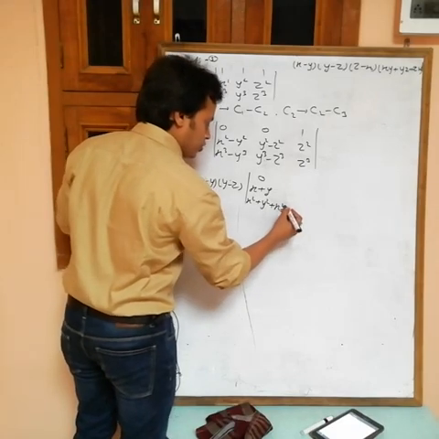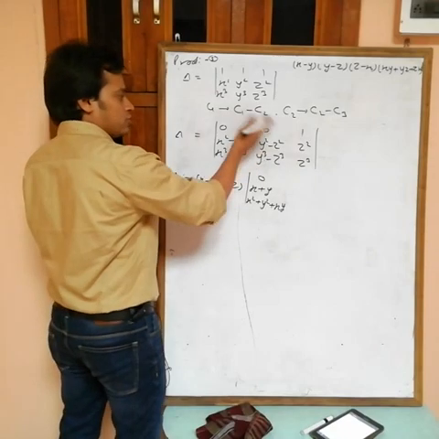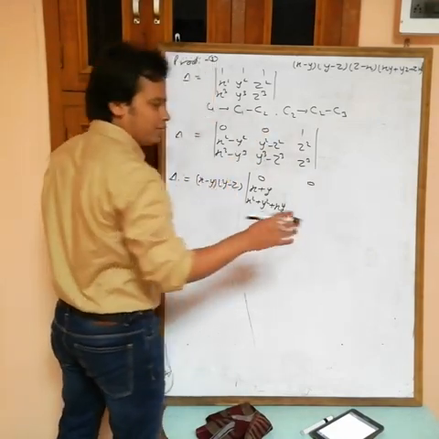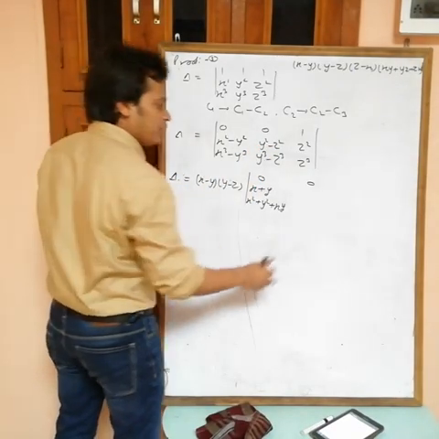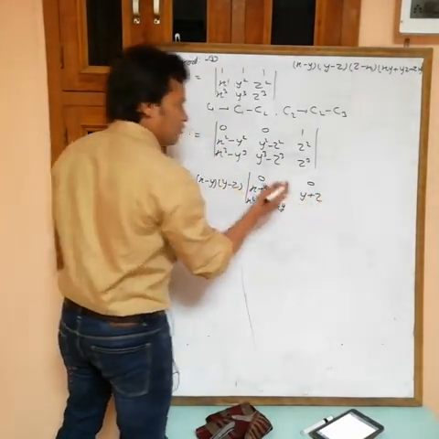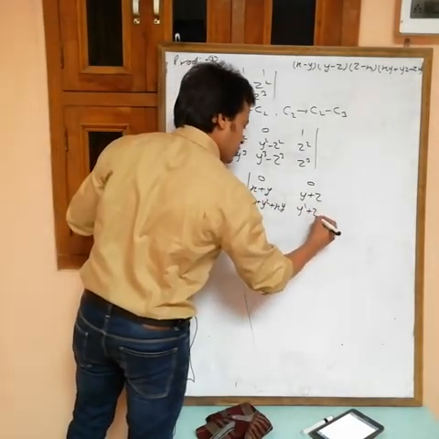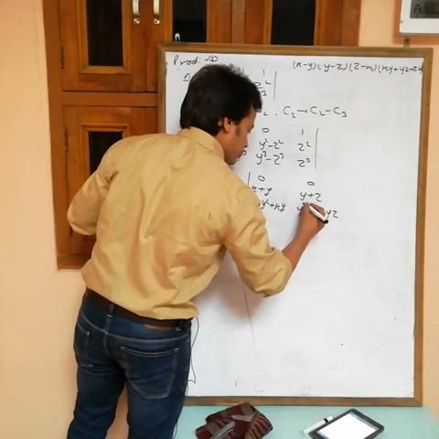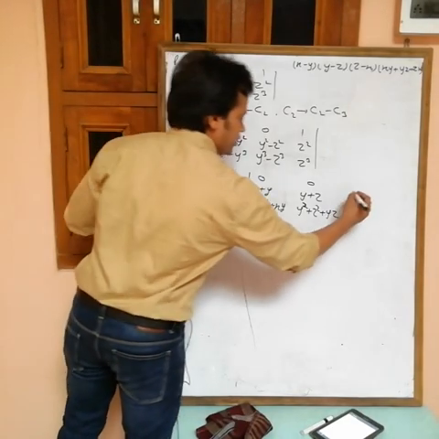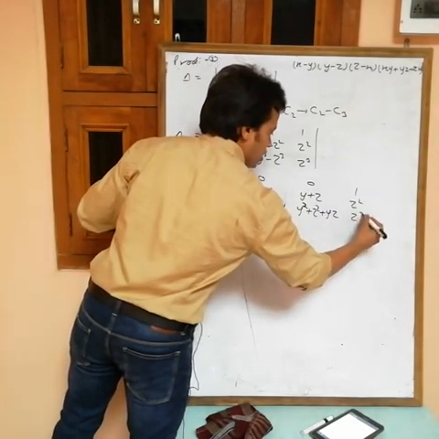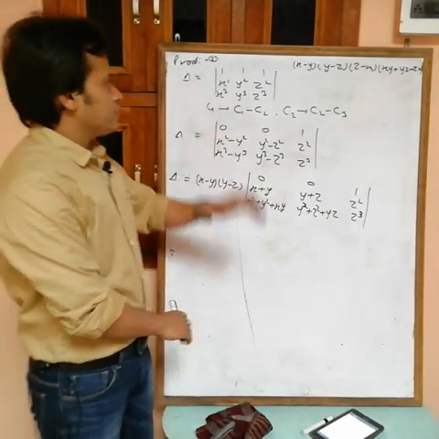Simple. Now from this one, what are we taking common? Y minus z. From 0, whatever you take common, it remains 0. From y square minus z square, if you take common y minus z, this becomes y plus z. From y cube minus z cube, if you take common y minus z, this becomes y square plus z square plus yz. Now what about C3? C3 remains as it is: 1, z square, z cube. So now we have x minus y, y minus z.